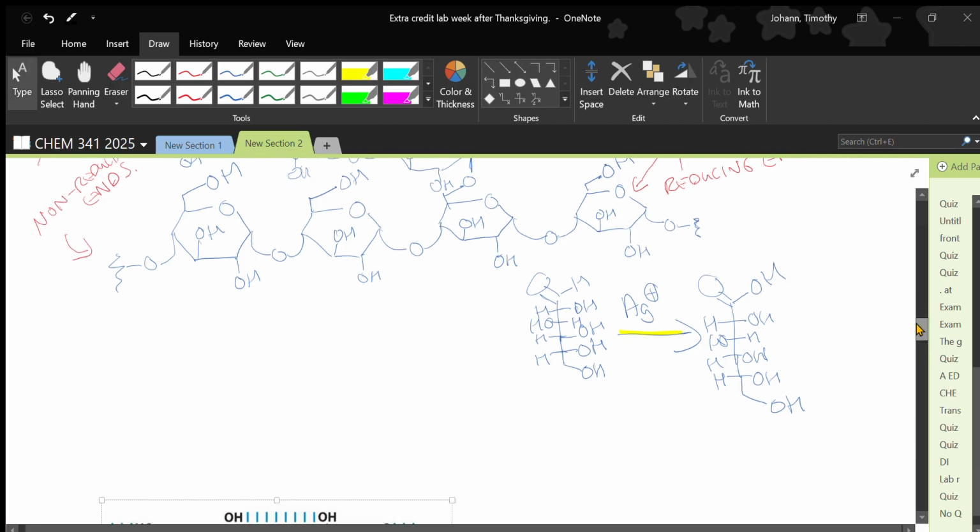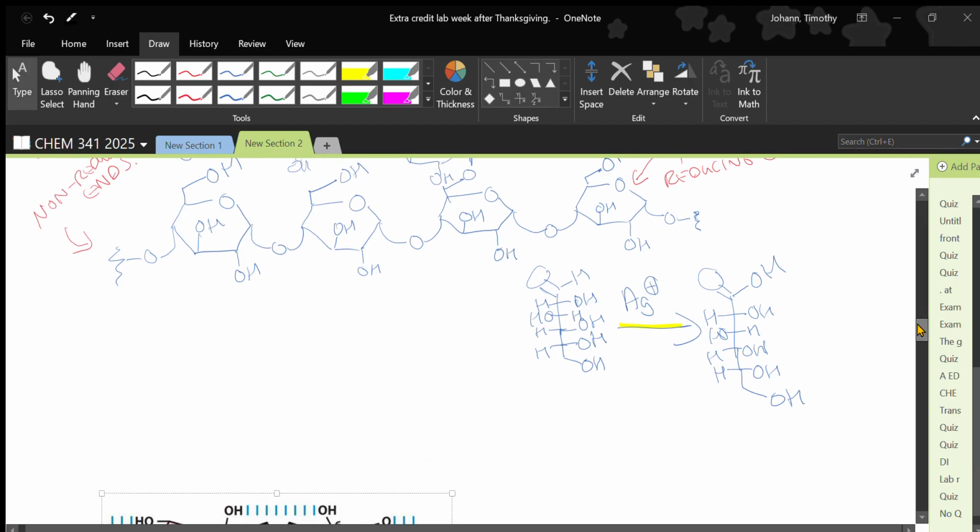So essentially, what happens is it's reducing, right? So the sugar, what happened to the sugar? It got oxidized. So what's actually happening with our silver is our silver is going to turn to solid silver, and it's going to plate out around your test tube, and so you end up with a silver mirror essentially on your test tube.